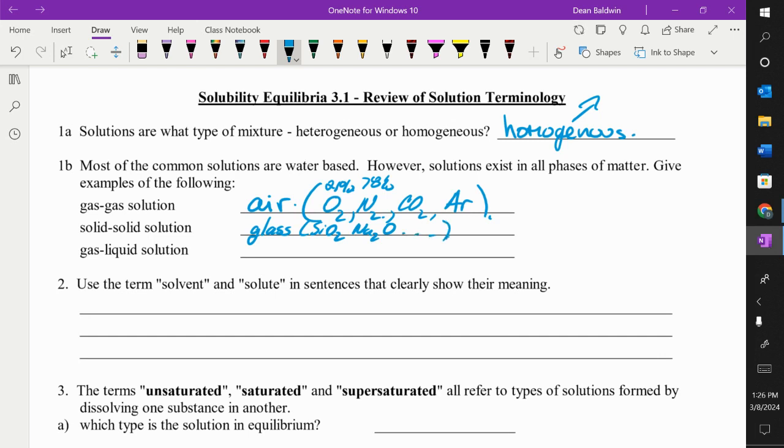There's other stuff. I'm never going to ask you to repeat this on a test, but what about a gas in a liquid? Most of you drink one of these every day. Bubbly water. That would be the best way, or pop or any sort of carbonated drink. All right?